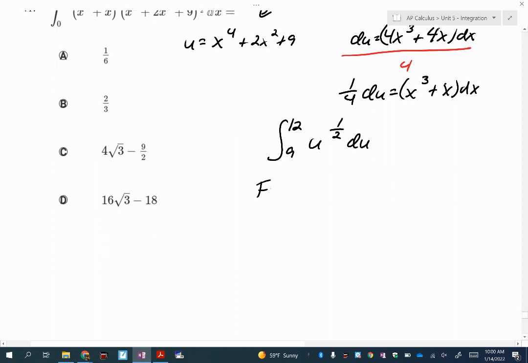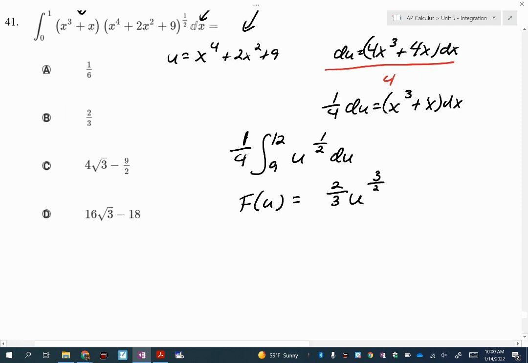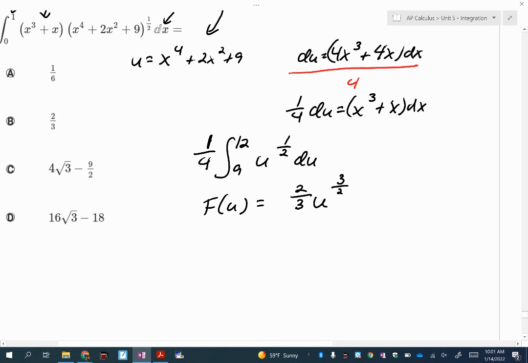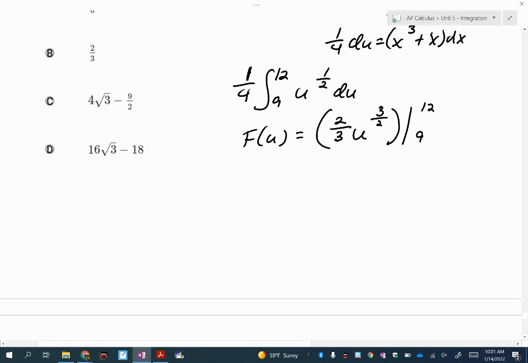So let's find our antiderivative. Oh, I forgot. Excuse me. Don't forget to put the 1/4 out front here. F of u is going to be u to the 3/2 power and 2/3 to cancel it out to make 1, and I'm evaluating this at 12 and 9. Now, you'll notice the answer choices have some radicals in them, so just be careful here. I'm going to do it by hand, but if you go to decimals, you'll get a decimal, and then just make sure you type in C and D to see which one it's going to be. Obviously A and B, you can get those decimals pretty easily.